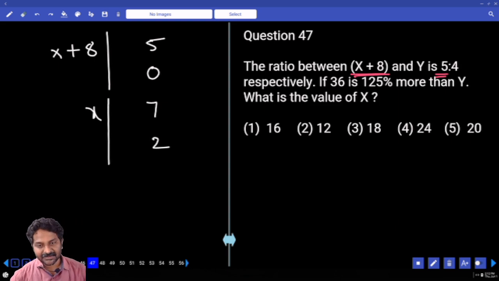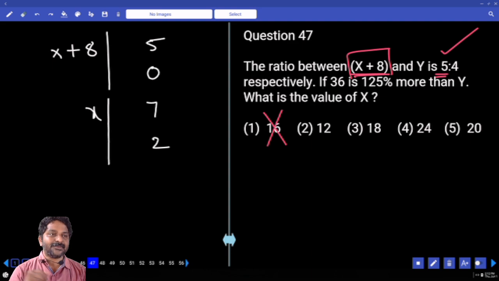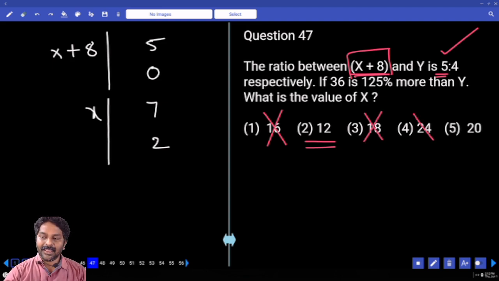How many options are there? After adding 8 to the number x, it has to be a 5 multiple. If you add 8, it becomes 24. No. If you add 8, it becomes 20. Yes. After adding 8, it becomes 26. No. Added 32, added 28. No, only one option available.